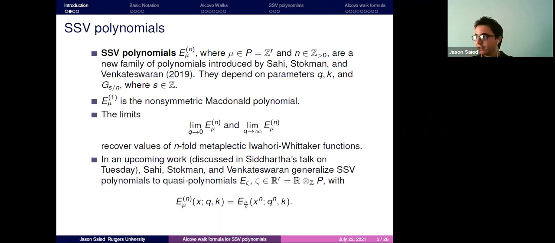What we're going to study today, for the most part, is actually a slight generalization of this. This was, again, discussed in Siddharth's talk on Tuesday. We have new quasi-polynomials E zeta, where zeta is a real tuple rather than an integer weight like in the original setting. The conversion between the two is that if we take a fractional mu, E mu over n, then this is going to recover the original SSV polynomial. But really, the results are more nicely stated for these quasi-polynomials, so we'll mostly stick to those.